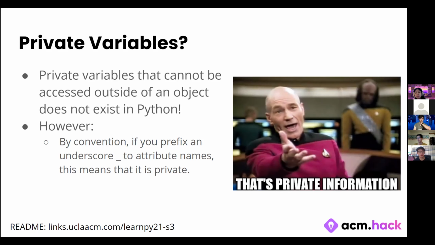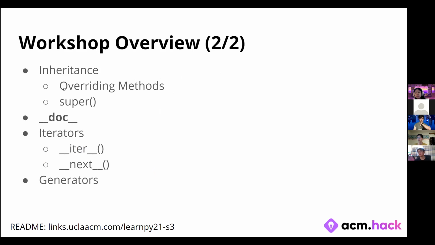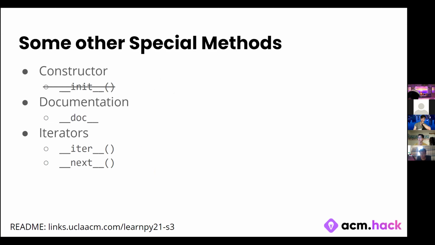Okay, so we're done with inheritance. We're going to talk a little bit about other attributes that we can use, including the docstring. So we're going to talk about the docstring now. But before that, we're going to talk a little bit about classes in Python and special methods.